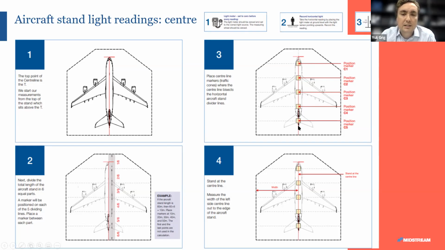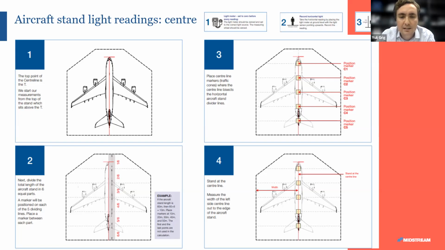So in point 3, we place these markers, C1, C2, C3, C4, and C5. Then we stand at the center line and measure the width of the left side of the center line out to the edge of the aircraft stand.